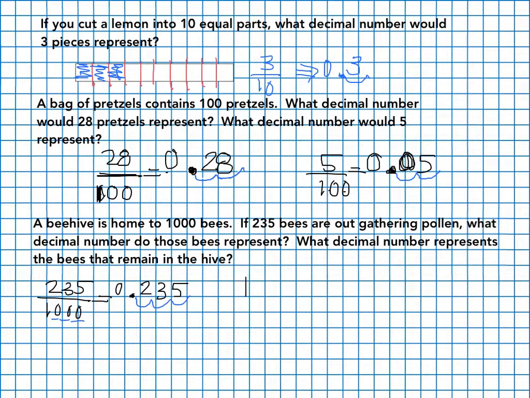Now the next one, we're actually going to have to do subtraction. We take 1,000 less 235, and we should get 765. So what's left would be 765 over 1,000, and again we start by writing 765, and then we have to figure out how many zeros. 1, 2, 3. That's how many spots to the right of the decimal point. So we go 1, 2, 3. Fill in our decimal point right here and add our 0.